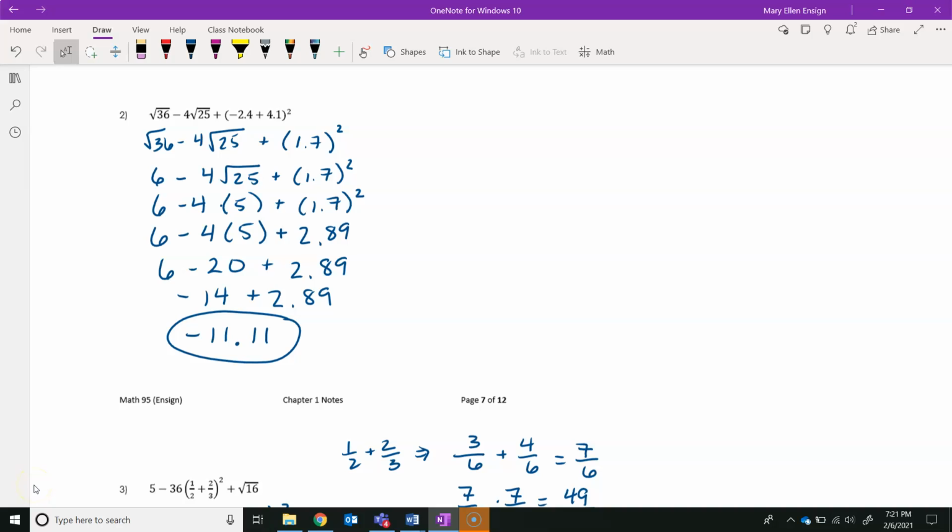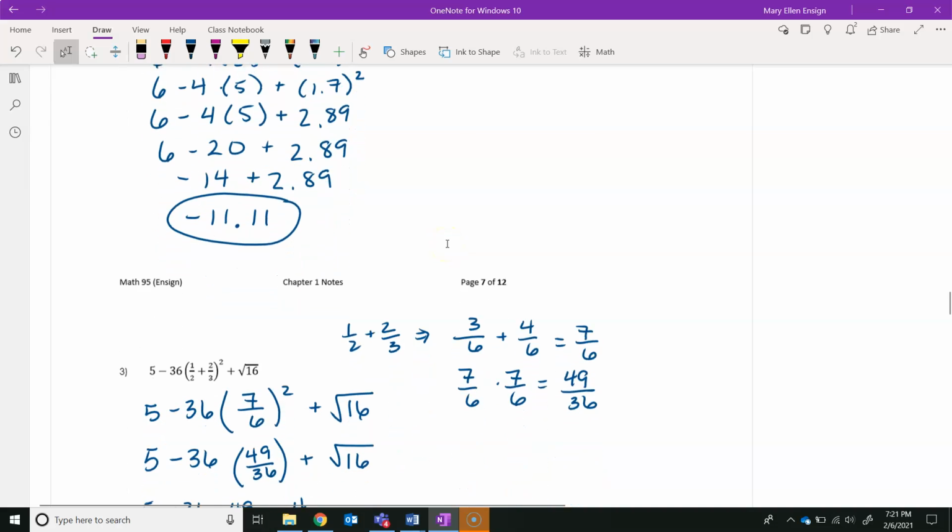Okay, so we're back. We were in the middle of number 2 here. 1.7 squared, remember that's not 1.7 times 2, it's 1.7 squared. So that is going to be 2.89, and then we multiply next the 4.5 to get 20, and then we just have addition and subtraction from left to right. Subtraction comes first, so we go across and we get that. And we end up with negative 11.11.